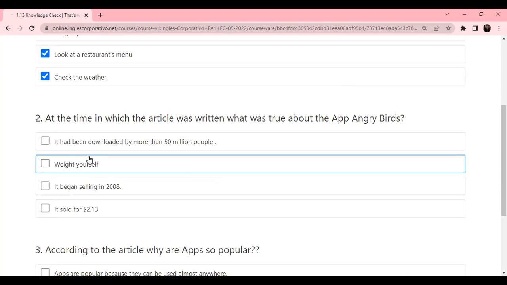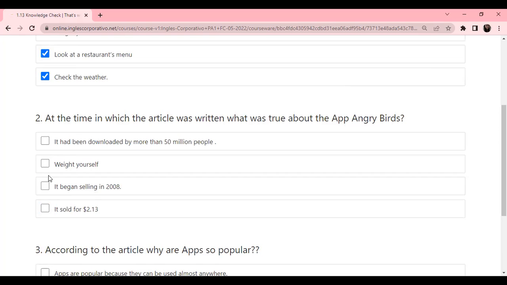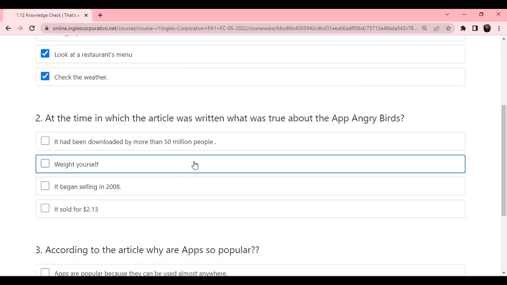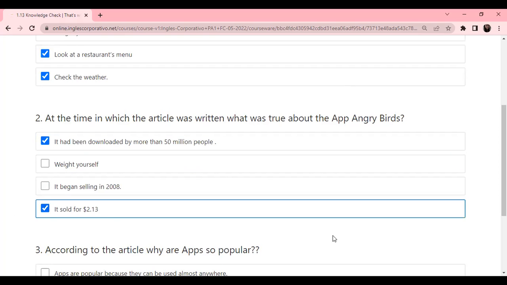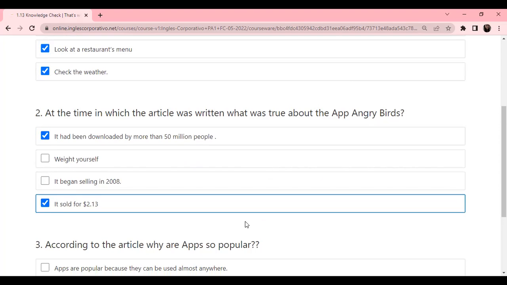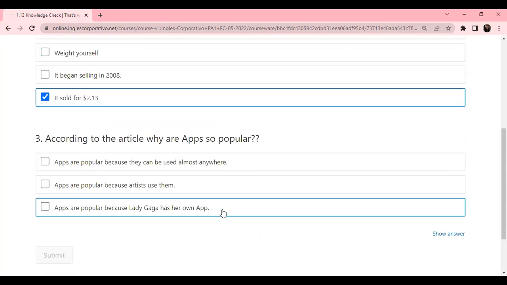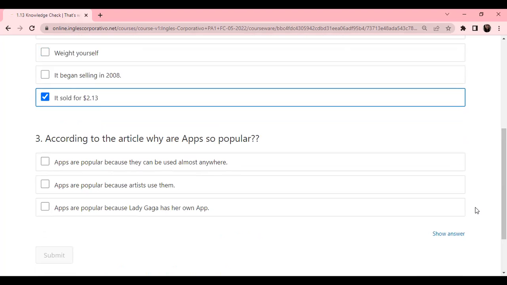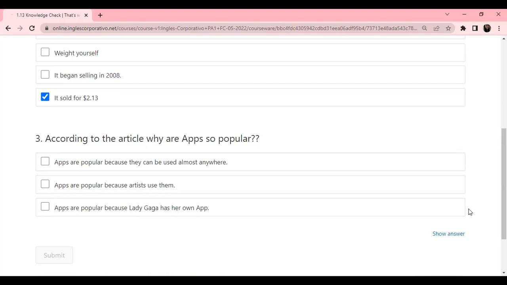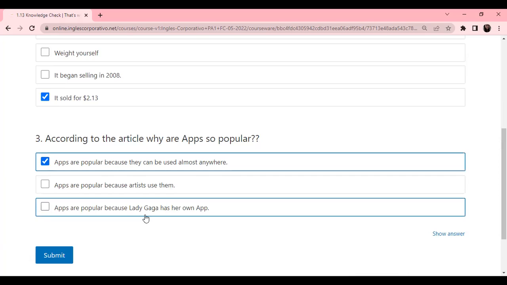Number two. At the time in which the article was written, what was true about the app Angry Birds? We have four options. It has been downloaded by more than 50 million people. Okay. Only that? And it's sold for $2. Okay. Now, let's go with number three. According to the article, why are apps so popular? Apps are popular because they can be used almost anywhere. Almost anywhere. I thought it was about Lady Gaga.